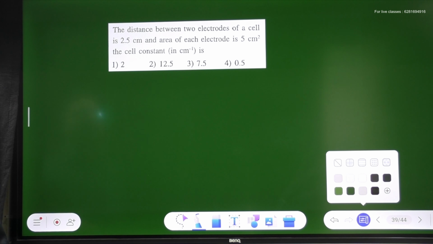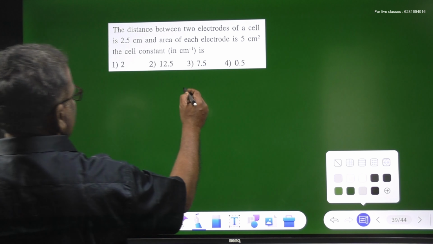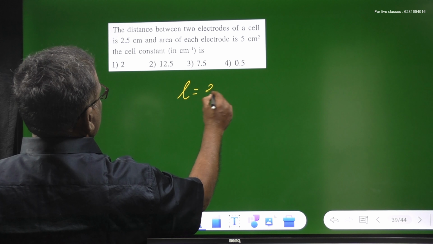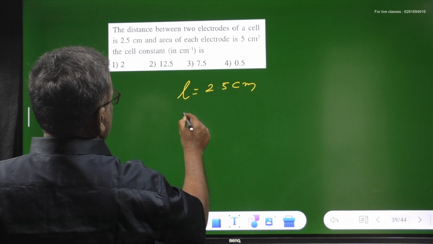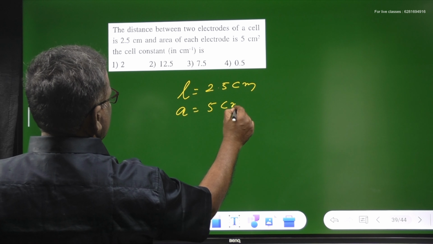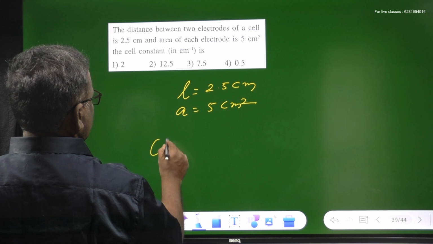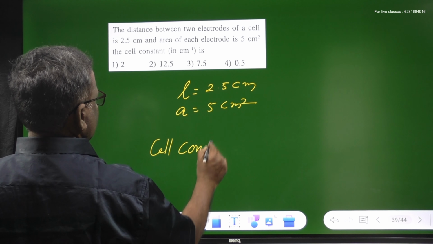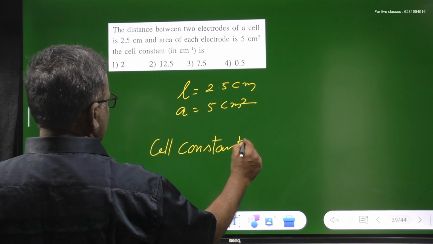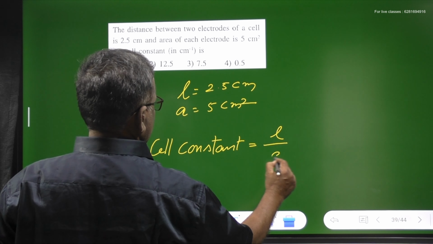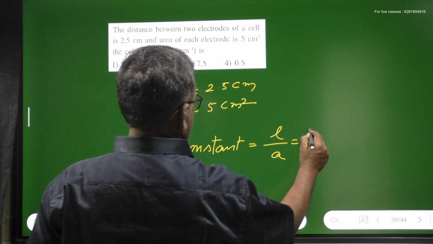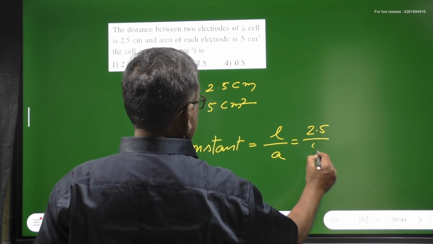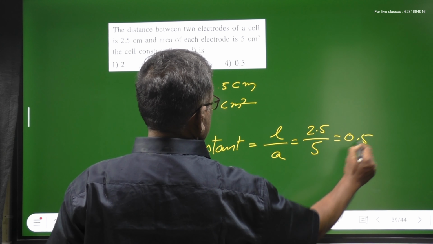The distance between two electrolytic cells is 2.5 centimeter and area of each electrode is 5 centimeter square. That's the cell constant. So here distance L is equal to 2.5 centimeters and A is equal to 5 centimeters square. Then cell constant is equal to L by A, that is equal to 2.5 by 5, that is equal to 0.5.